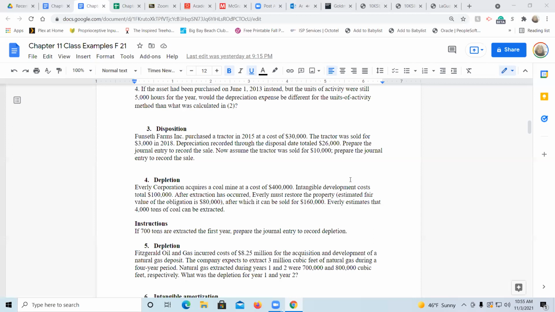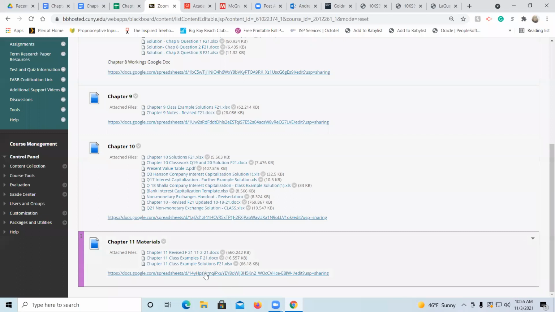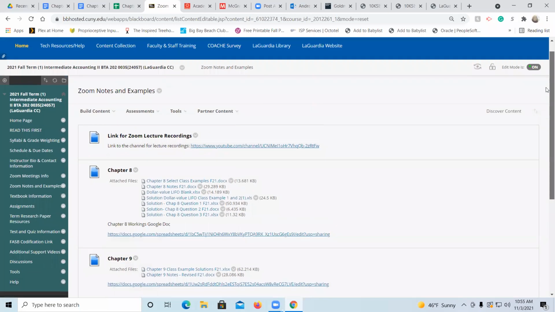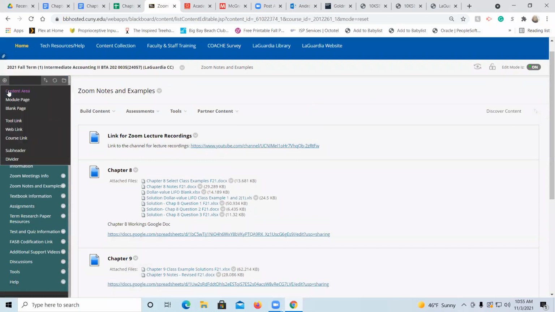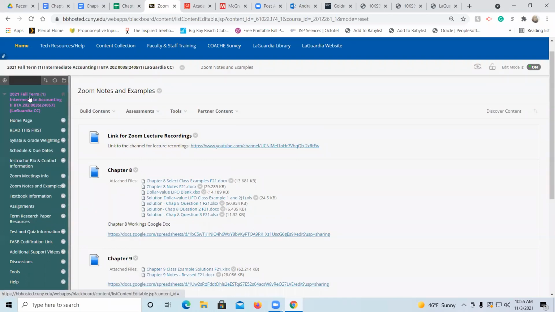Yeah, go ahead. How did you get to this Google Doc? How do you get to the Zoom to this one? Which one is it? I'm saying the class examples is this one. Class examples F21. Do you see that? How do I get in there? It's on Blackboard. Sorry, are you asking me where I am? I'm sorry, I misunderstood your question. I'm on our Blackboard, so you have to go into your Blackboard.